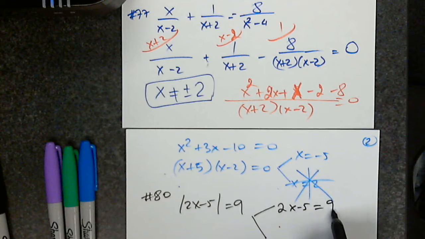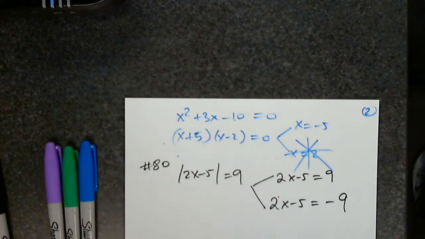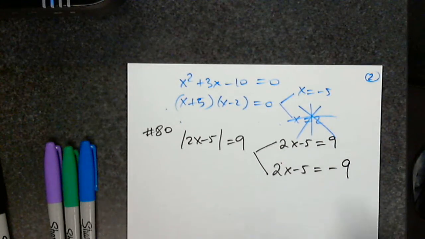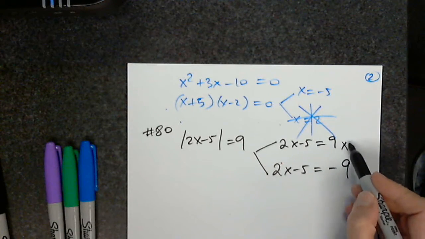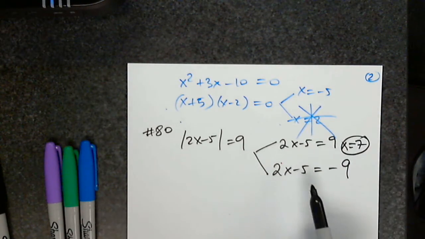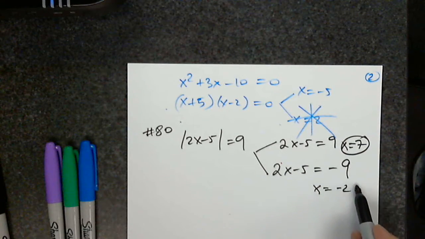2x minus 5 equals 9. And 2x minus 5 equals negative 9. And now these are linear equations. I add 5, and I divide by 2, and I get x equals 7. I add 5, I get negative 4, divided by 2, and I get negative 2.